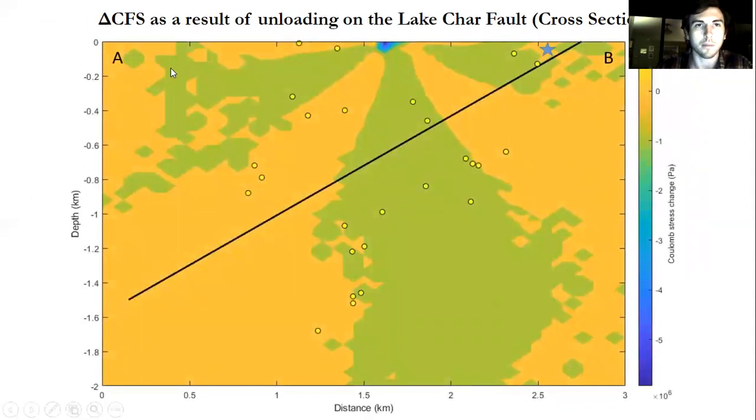So here's the cross section. You can see once again, the yellow dots are the accurately located aftershocks. The main shock is the blue star. And the main things you want to pay attention to here are, again, the spatial and temporal development of those aftershocks. So again, we have the first 8 aftershocks, and they all align parallel to the dipping Lake Char Fault surface. And you can see many of the first aftershock events occur close to the interface between the negative, being the green, and the positive, being the yellow, surfaces of Coulomb failure stress.